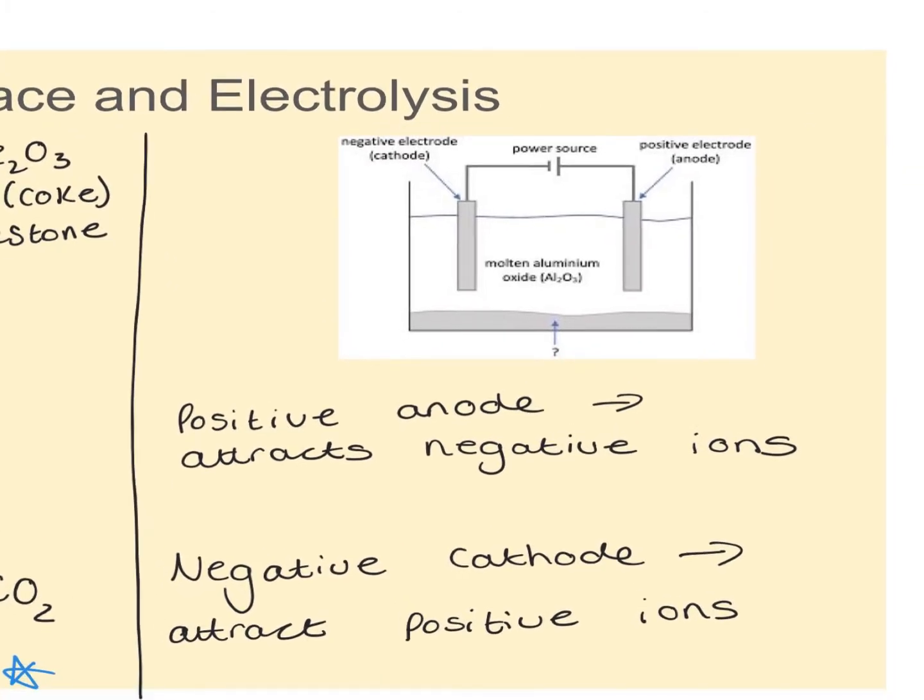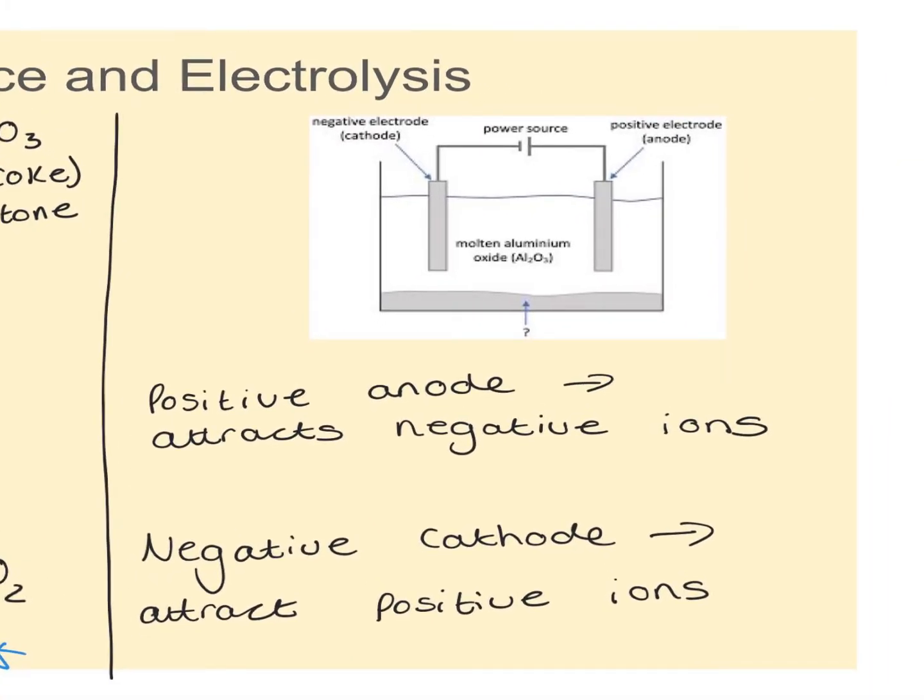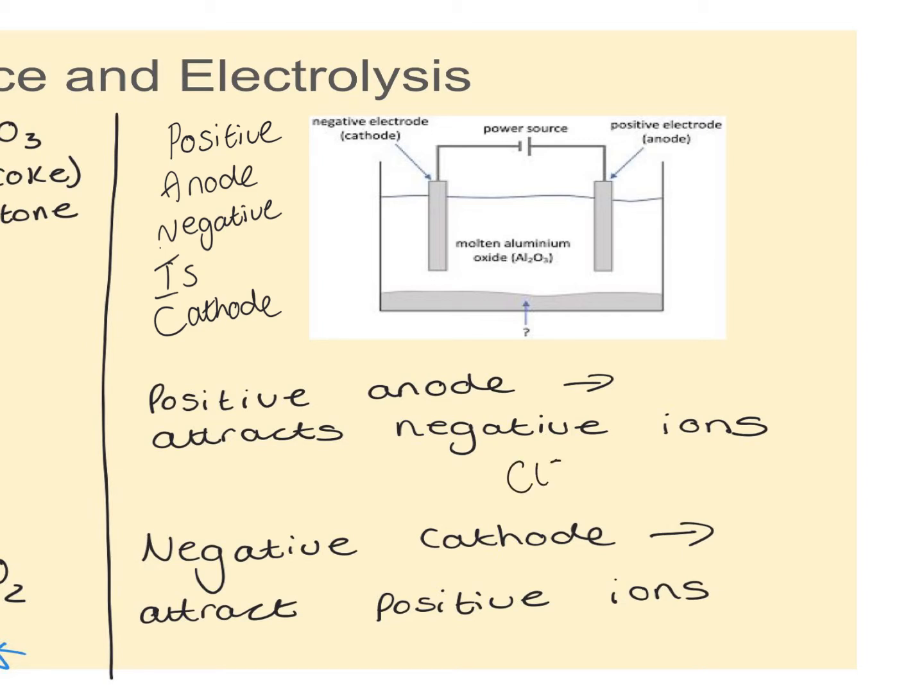Moving on then to electrolysis. Not much I want you to remember about electrolysis, okay? So I want you to be thinking about PANIC. Okay, positive anode, negative is cathode. Okay, the positive anode then attracts negative ions, so something like Cl- is going to be attracted to the positive anode. Something like Mg2+, which is positive, is going to be attracted to the negative. That is all I want you to remember.